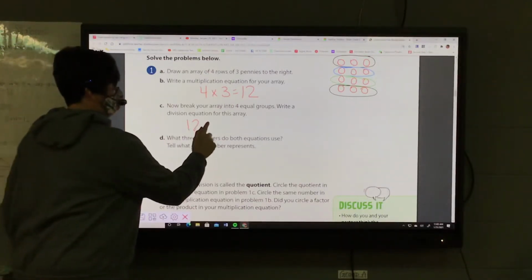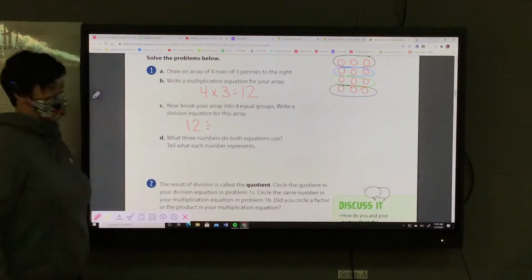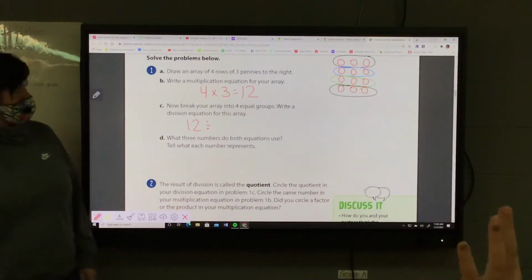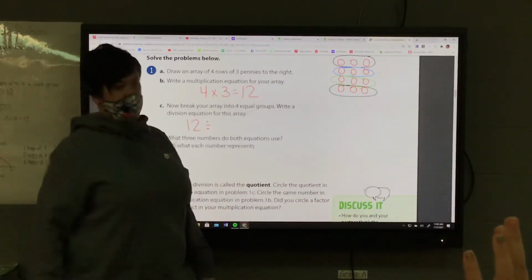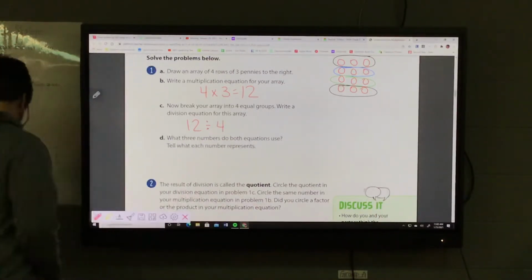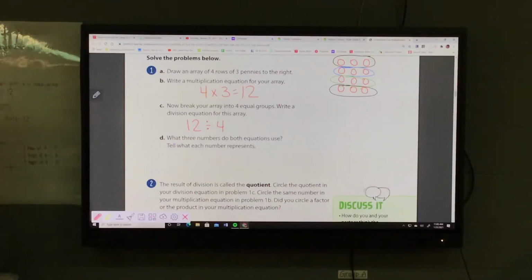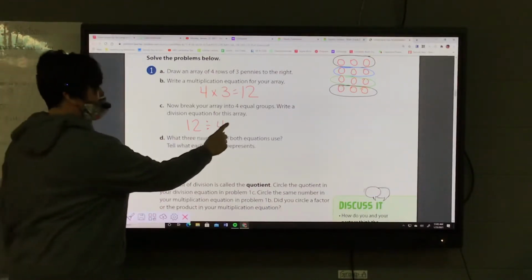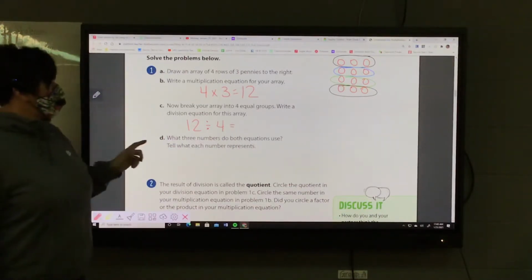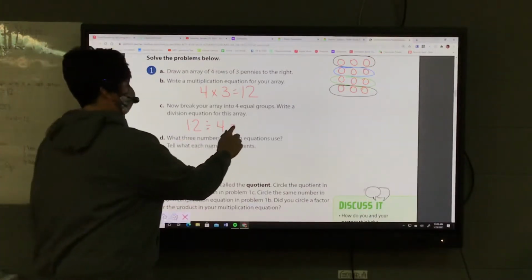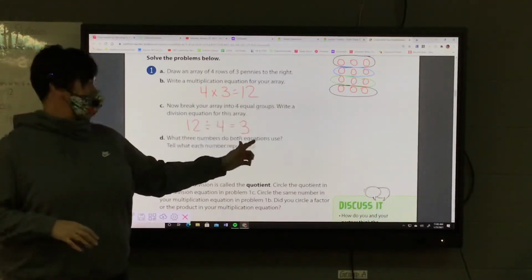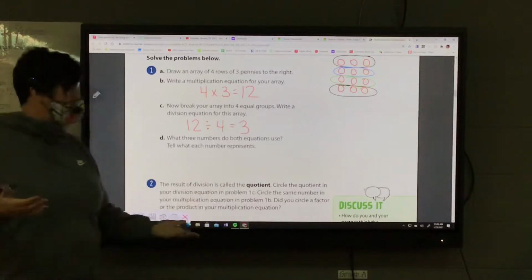Divided by, remember, when we're writing it like this, we use that sign. Divided by what? How many equal groups are there? 4. So 12 divided by 4 equals what? 3. How do you know it's 3? Because 4 times 3. Oh, okay. So 12 divided by those 4 groups gives us 3 in each group.